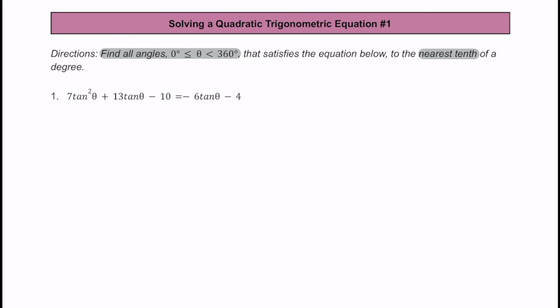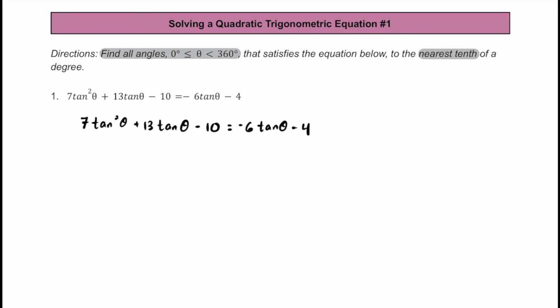Alright, let's get into it. So to get started, I'm just going to go ahead and copy this down. So we have 7 multiplied by tangent squared of theta, plus we have 13 multiplied by tangent of theta. Then we're going to subtract 10, and that's going to be equal to negative 6 multiplied by tangent of theta minus 4.